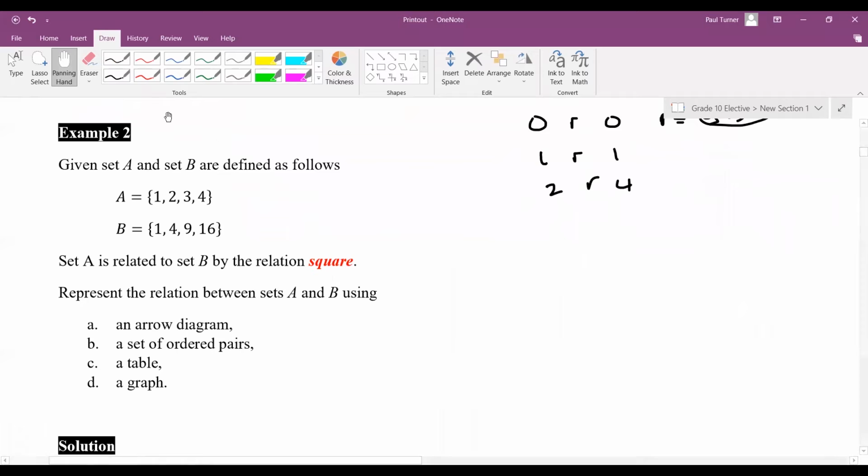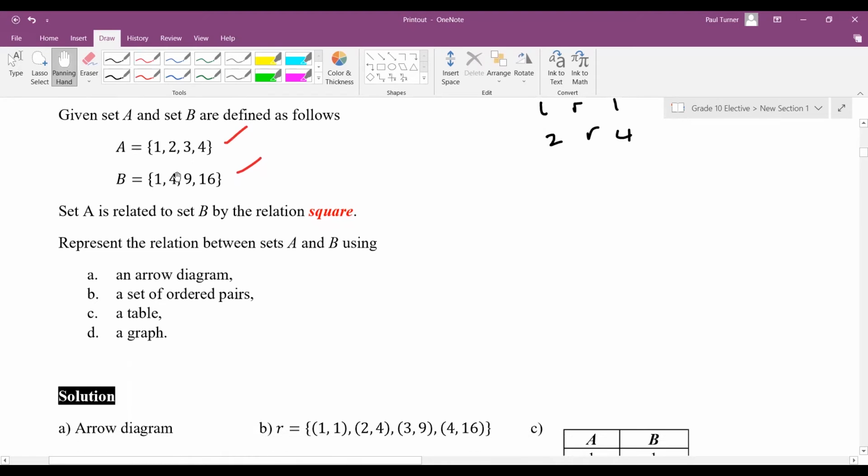Okay, so for this example, we'll go through it quickly because I've done an example already. So you've got two sets, 1, 2, 3, 4 and 1, 4, 9, 16. The relation is actually a square. These are square numbers. So when you square 2, you get 4. When you square 3, you get 9. When you square 4, you get 16. When you square 1, you get 1. So the relation is just the word square.